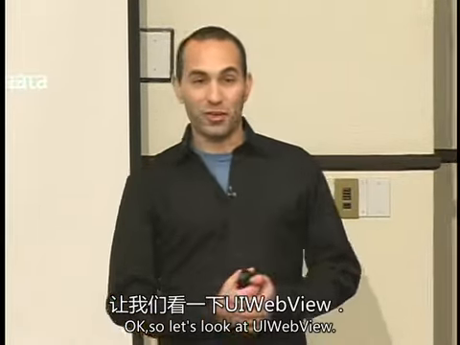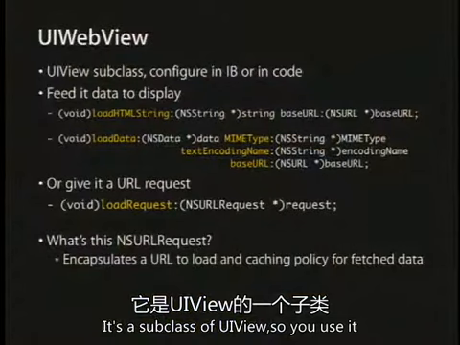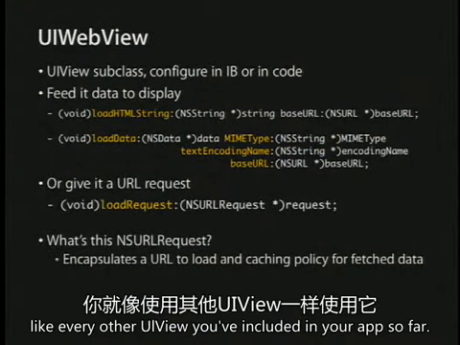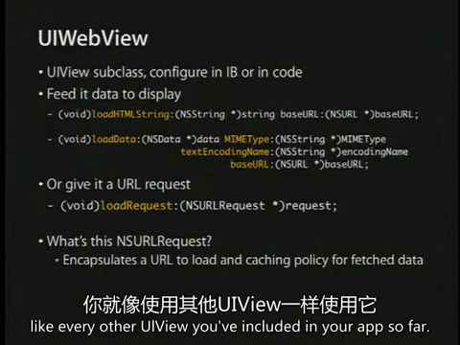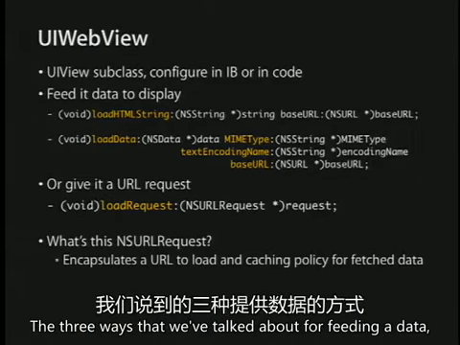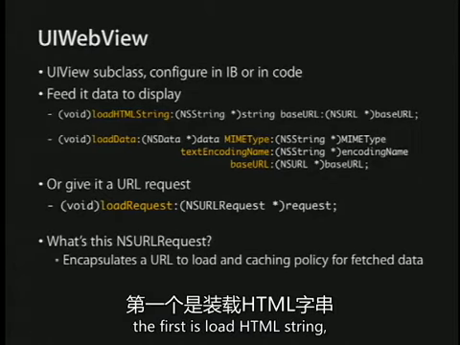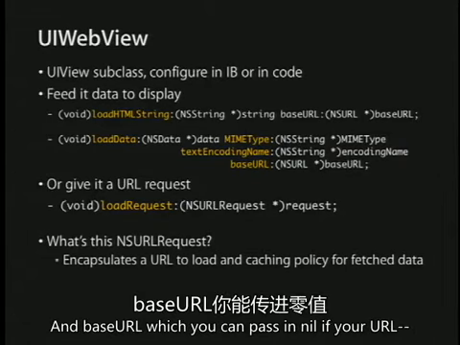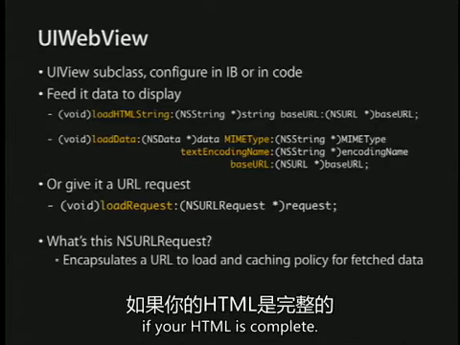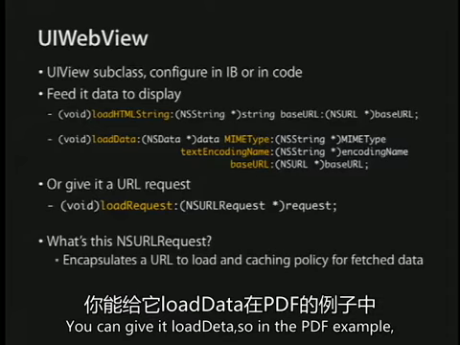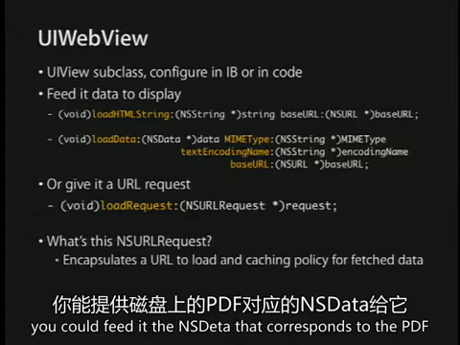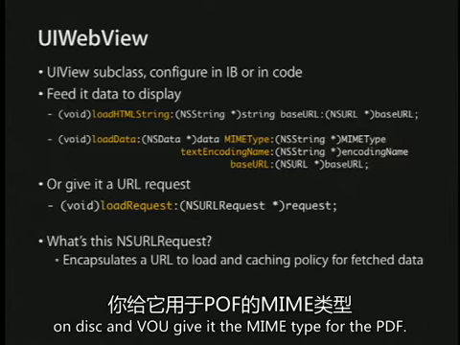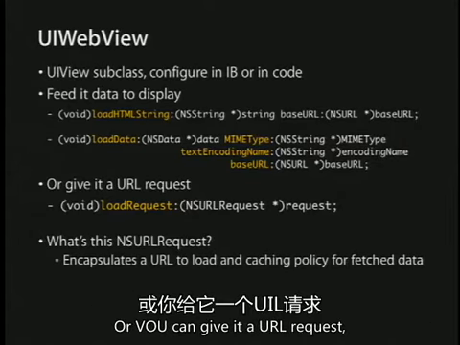OK, so let's look at UIWebView. It's a subclass of UIView, so you use it like every other UIView you've included in your app so far. The 3 ways that we've talked about for feeding it data: the first is loadHTMLString, where you give it a formatted HTML string and a base URL, which you can pass in nil if your HTML is complete. You can give it loadData. So in the PDF example, you could feed it the NSData that corresponds to the PDF on disk, and you give it the MIME type for the PDF.